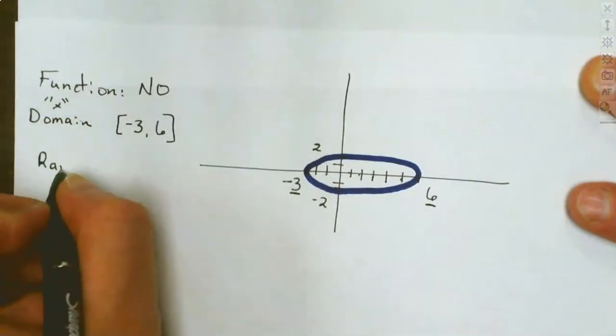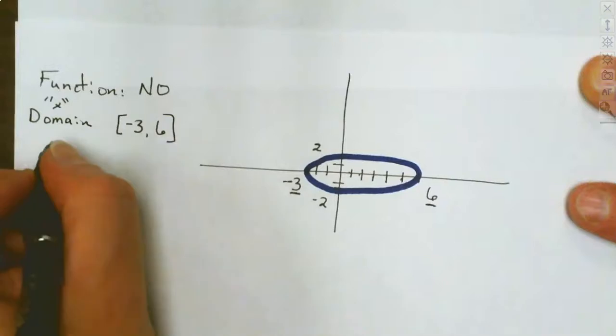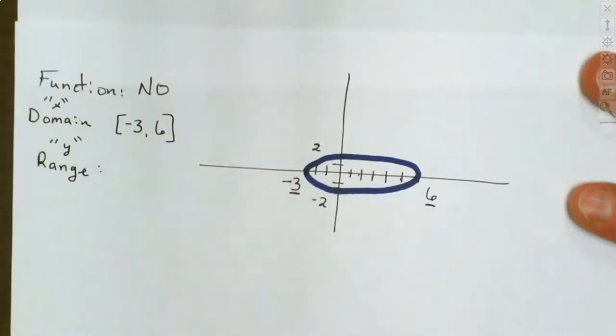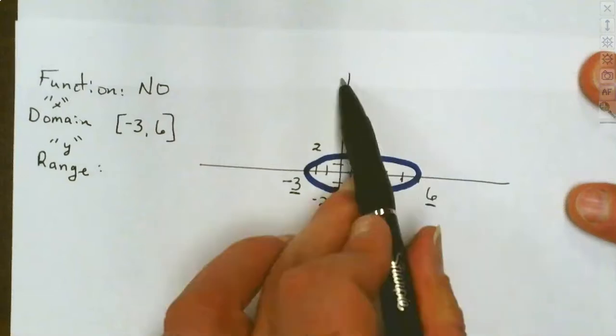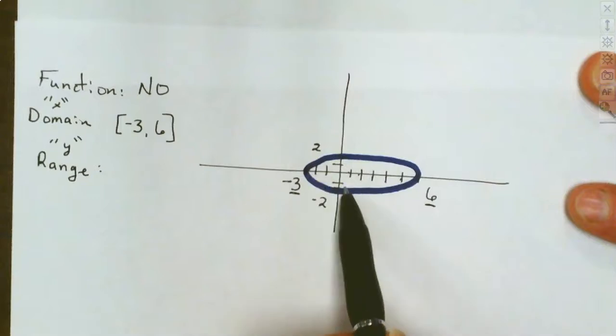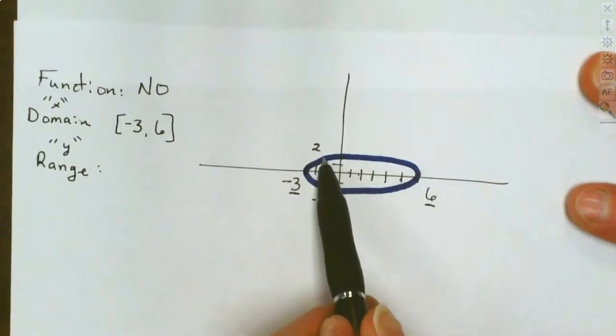What about the range, the up and down part, the y values? Where is it stuck at on the y-axis? Can it go clear up here? Nope. Can it go clear down here? No. Where is it stuck between? On the y-axis, the up and down part. Looks like it's stuck between what?